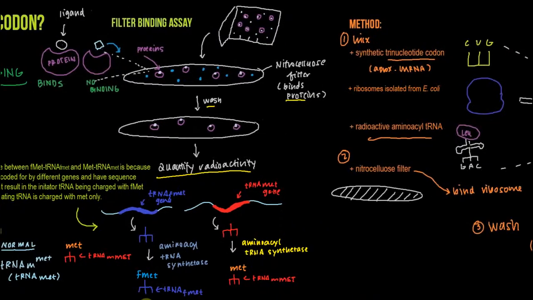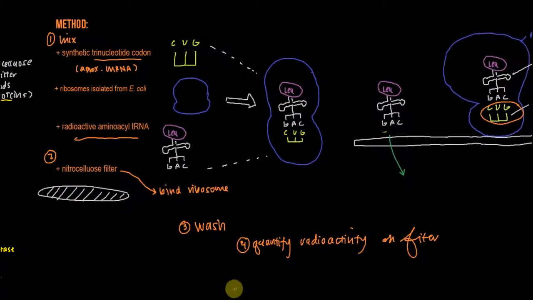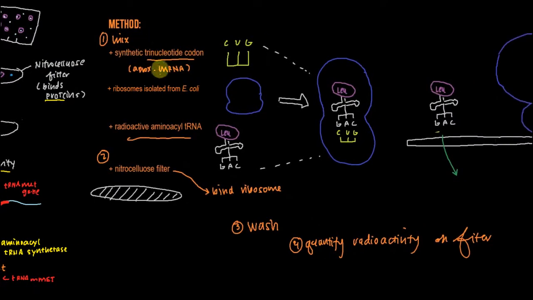Now let's apply the filter binding assay concept to this particular study, which allowed us to know which tRNA binds to which codon. So the first thing they do is create this mixture that I've shown over here. What they mix together is a synthetic trinucleotide codon, which approximates mRNA, ribosomes that are isolated from E. coli, and radioactive aminoacyl tRNA.